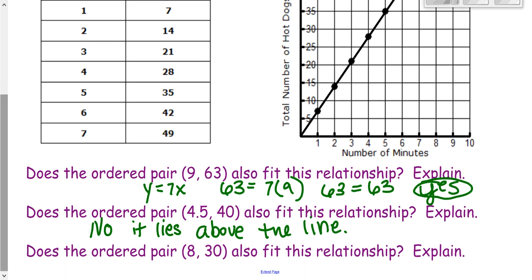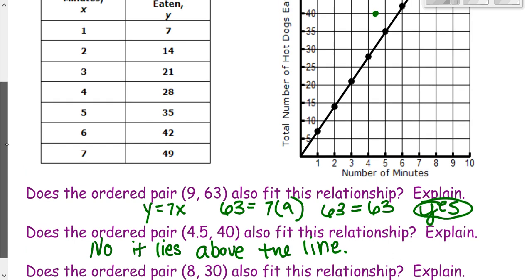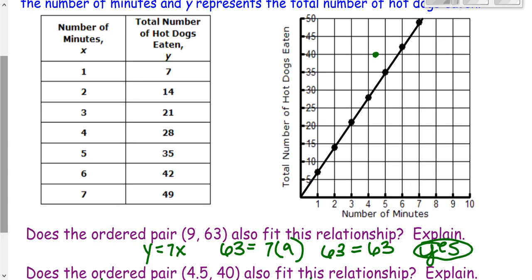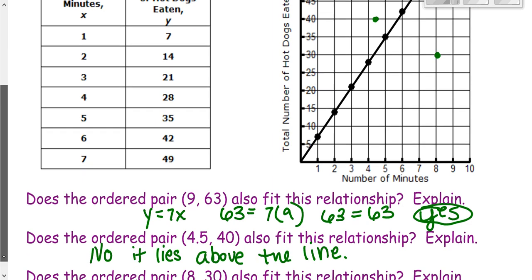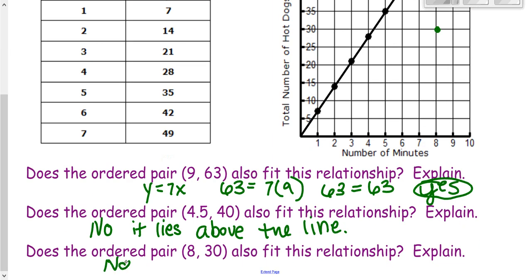Does the ordered pair 8, 30 also fit this relationship? Explain. Well, 8 and 30, let's find 8 and 30. Well, no, it falls below the line. Okay, so only when it falls on the line for this does it fit this relationship.